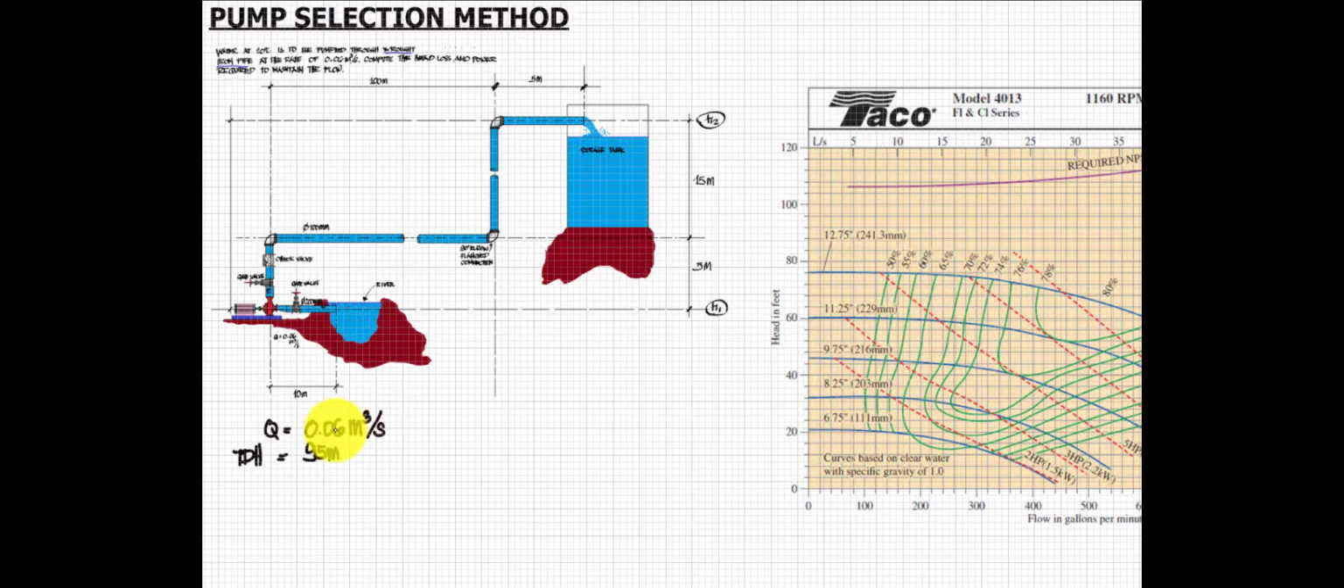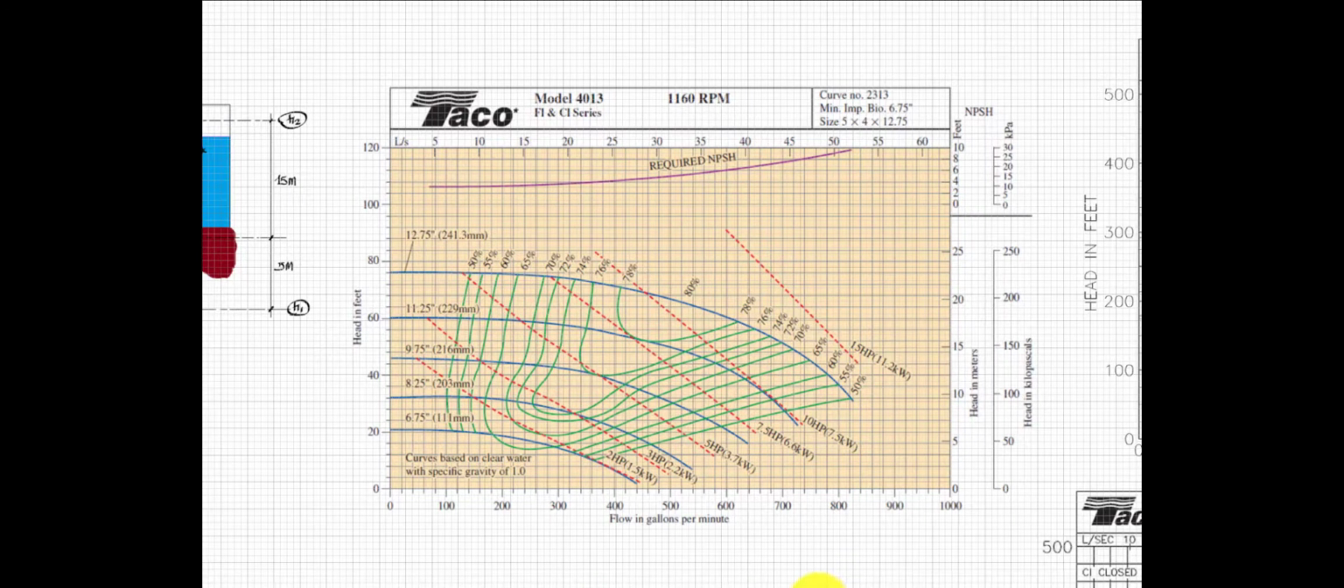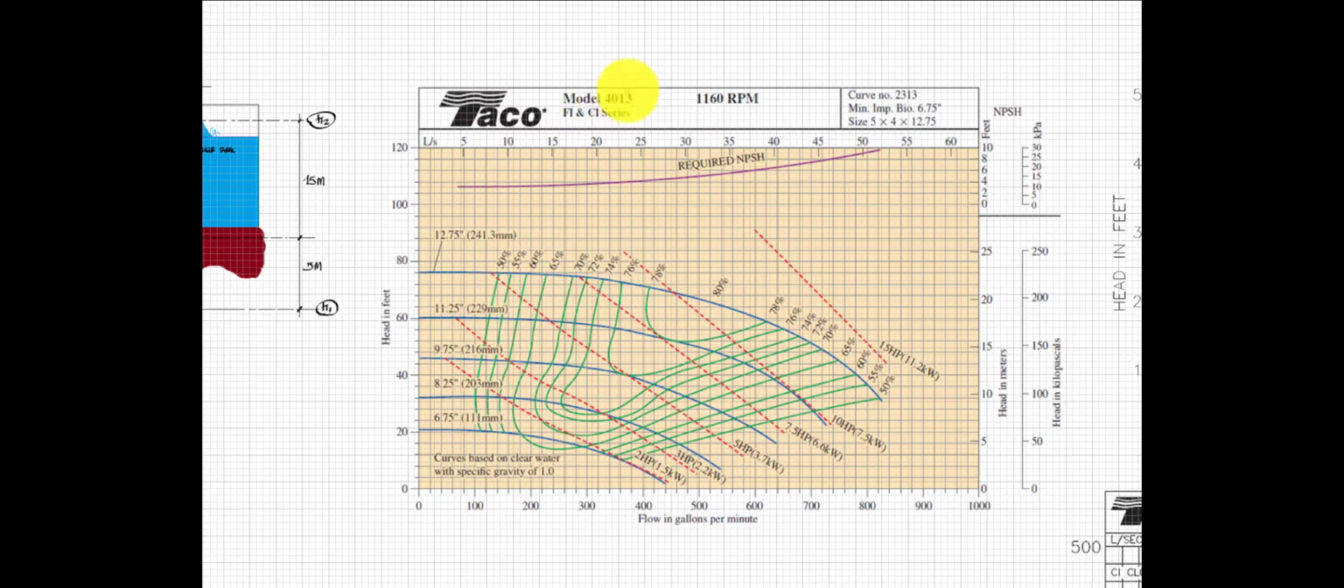Okay, so going back to this topic, for the pump selection, we already have the volume flow rate and total dynamic head. Now, the next problem is what will be the type of pump that will be used. So, here the selection comes in by means of the pump characteristic curve. I have here a pump characteristic curve which is model 4013. This is from the manufacturer of the pump, which is Teiko.